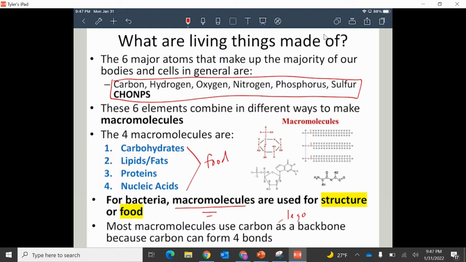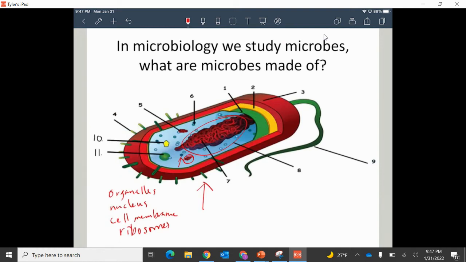So where are we at right now? We know that we study microbes, and we know that microbes can be really boiled down to be made of carbon, hydrogen, oxygen, nitrogen, phosphorus, and sulfur. And those things make up carbs, lipids, proteins, and nucleic acids, okay?